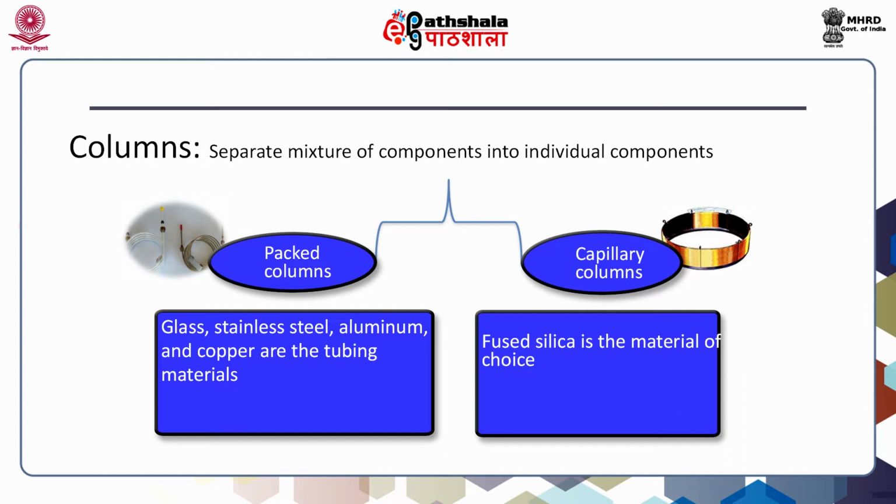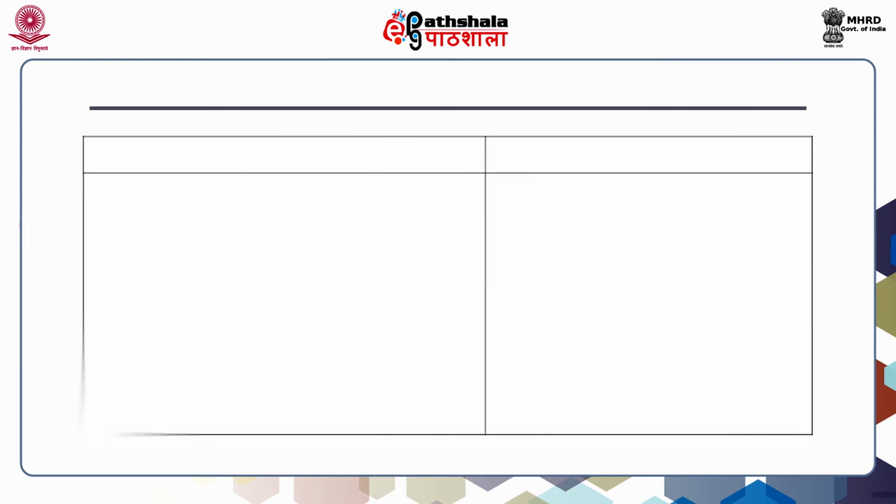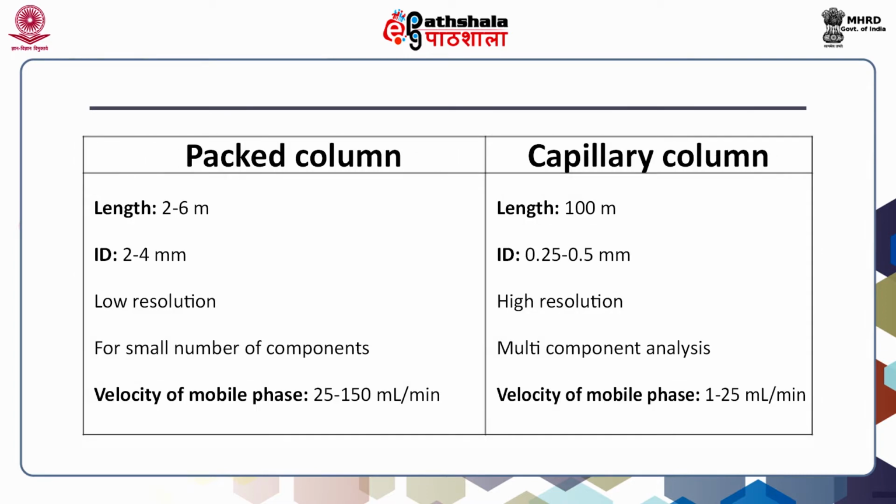These columns are very important in gas liquid chromatography analysis. Previously, people were filling the columns themselves, but now they are readily available in catalogs from various manufacturers, where we can see the dimensions of these columns. From this table we can see that for the packed column the length ranges from 2 to 6 meters, whereas for the capillary column the length can go up to 100 meters.